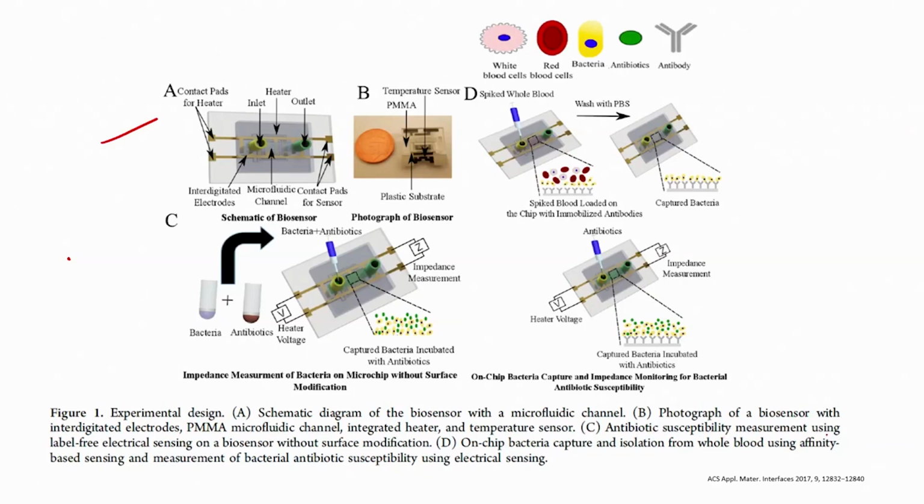C will be antibiotic susceptibility measurement using label free electrical sensing on a biosensor without surface modification. See, label free, that is very important. We are not using any labeling techniques, we are not staining the cells. So, it is a label free technique. D is this one: on chip bacteria capture and isolation from whole blood using affinity based sensing and measurement of bacterial antibiotic susceptibility using electrical sensing. So, this is one way of testing: first is capturing the bacteria and then testing the bacterial antibiotic susceptibility.